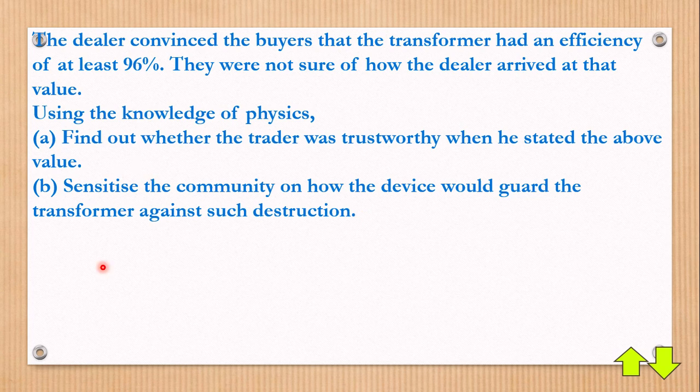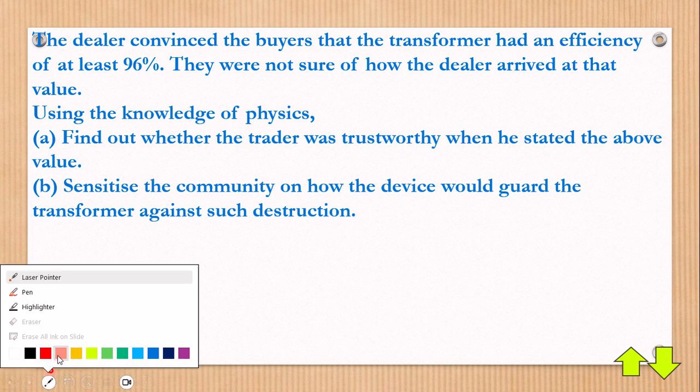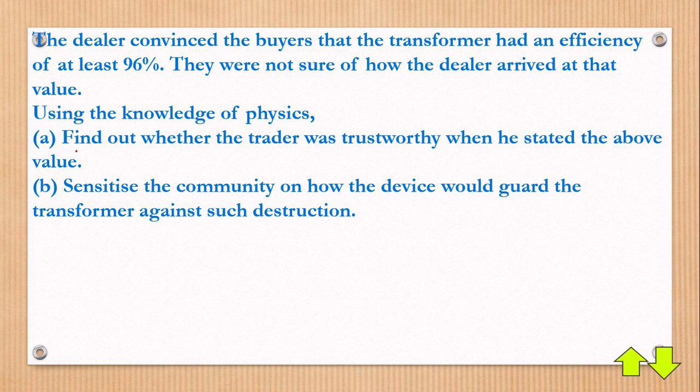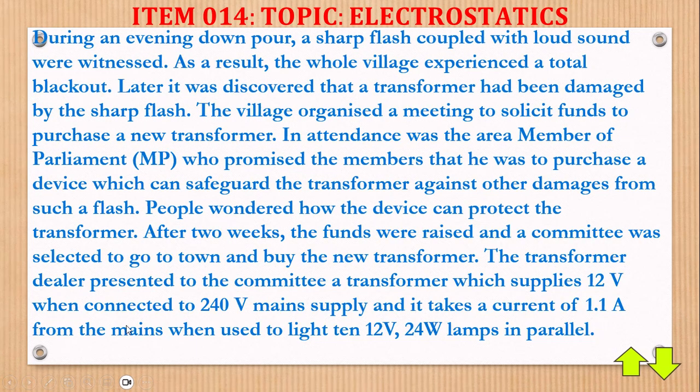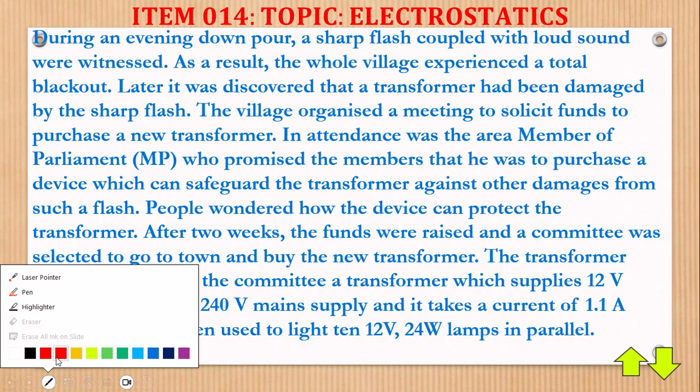Alright, now let's go into that. So we start off with this. Now they want us to find out whether the trader was trustworthy. The trader would be trustworthy if we calculate the efficiency of the transformer and it comes to 96% or 97%, then we shall say he is trustworthy. But if it is below this value, then we shall say it's not trustworthy. Now with this, let's go back and pick the details enough to get this done.